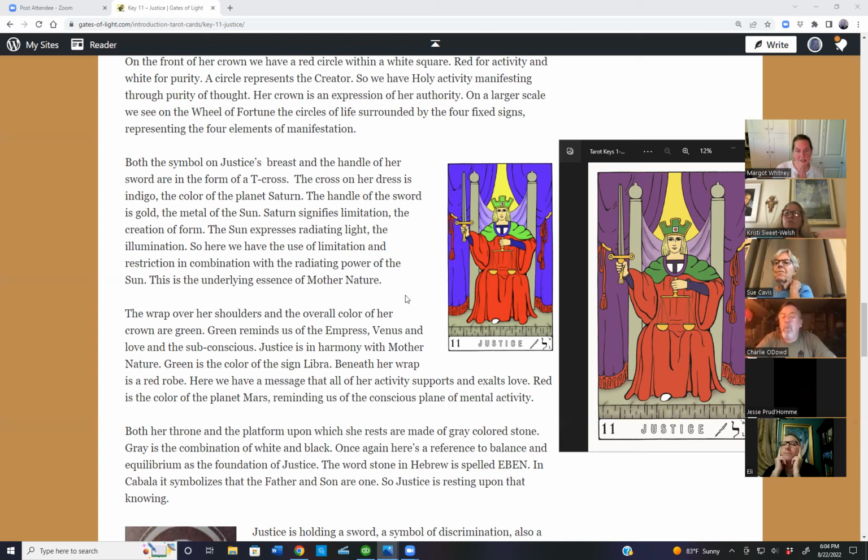Saturn signifies limitation, the creation of form. The sun expresses radiating light, the illumination. So here we have the use of limitation and restriction in combination with the radiating power of the sun. This is the underlying essence of Mother Nature.